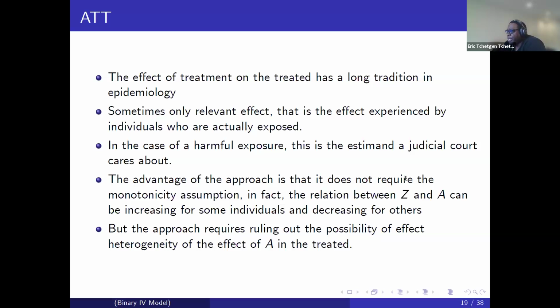But the approach requires ruling out the possibility of effect heterogeneity on the effect of A in the treated, which seems somewhat restrictive because that's the effect we're actually interested in. And so we're ruling out certain kinds of causal effects that we are actually trying to learn from the data.